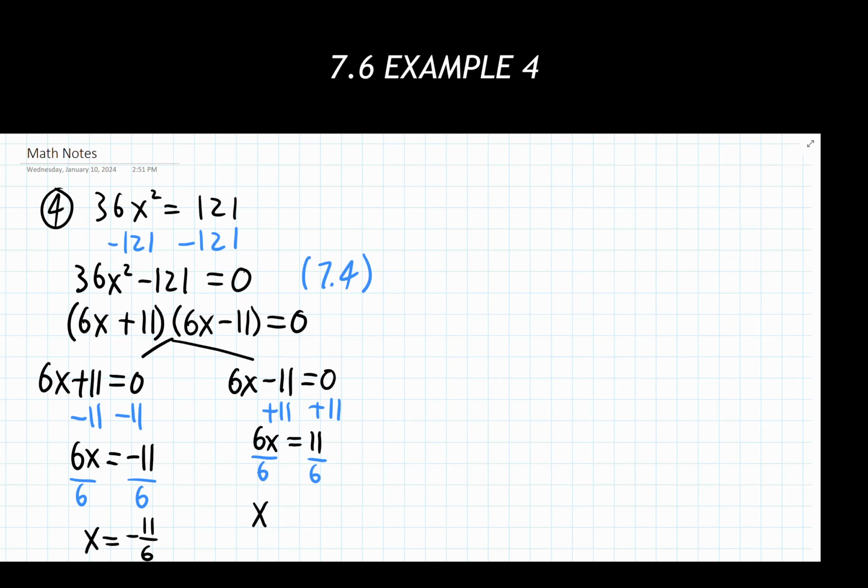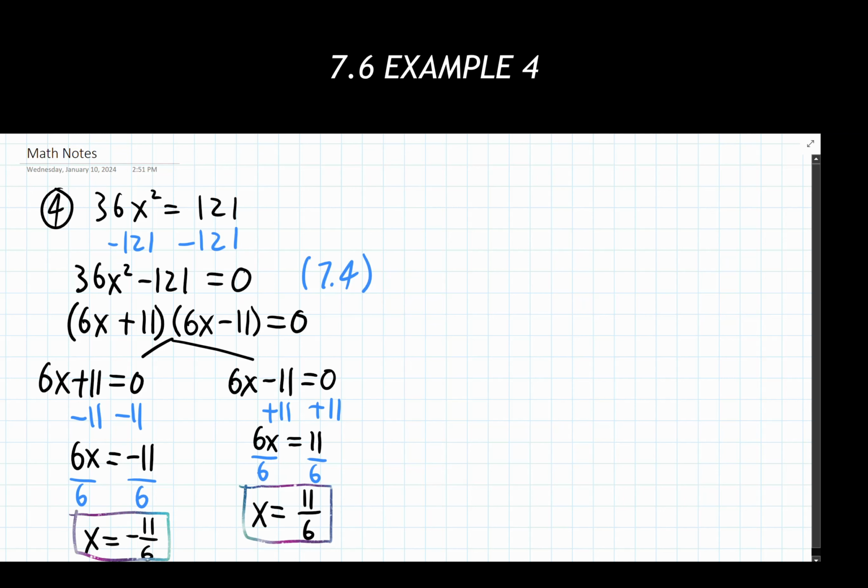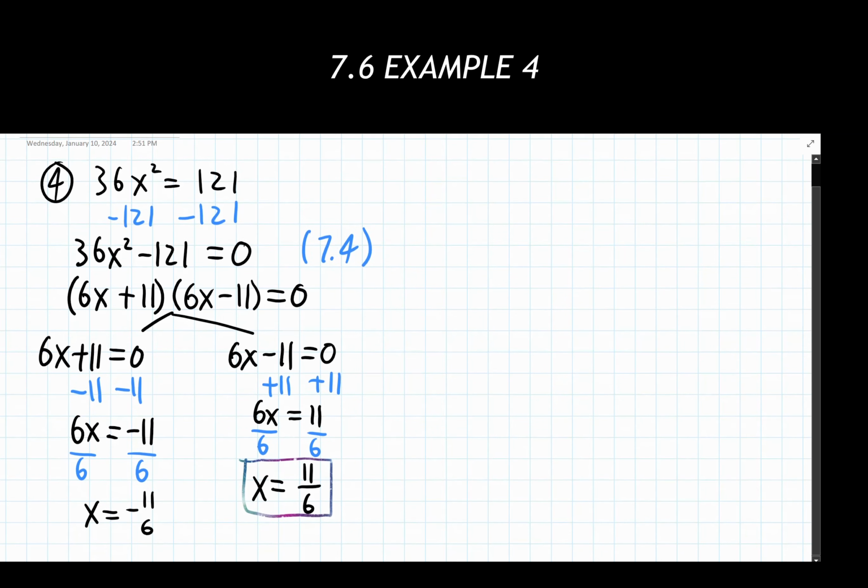And that gives us x is equal to 11 over 6. And again, I check these answers off to the side using a calculator, and both of these are going to work. My recommendation to you as you are going through these problems, and if you have fractions showing up somewhere in your final answer, leave your answers as fully reduced fractions, even if they're improper fractions like we have here.